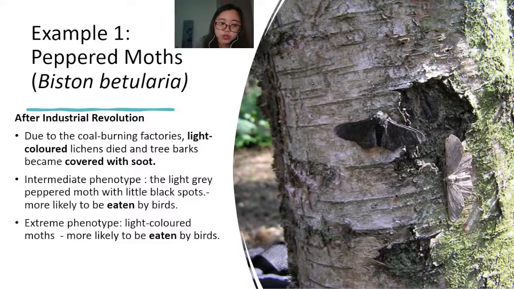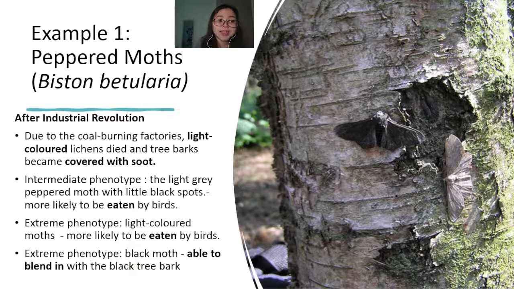The extreme phenotype, that is the very light colored, ini yang putih punya moths, they are more likely to be eaten by birds because they're going to be very obvious on the black tree bark. And the other extreme phenotype, the favored extreme phenotype, which is the black moths, when they sit on the black trees, they are able to blend in with the environment, sebab hitam atas hitam. The birds will not be able to see them as clearly, and they are less likely to be eaten.